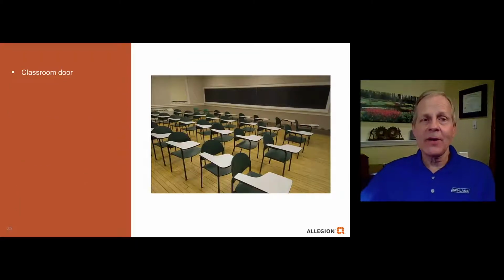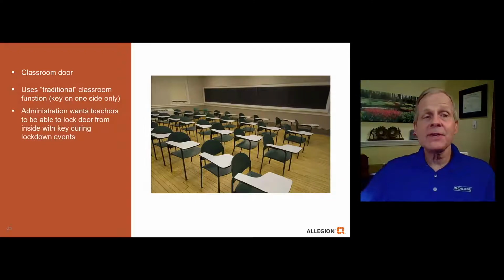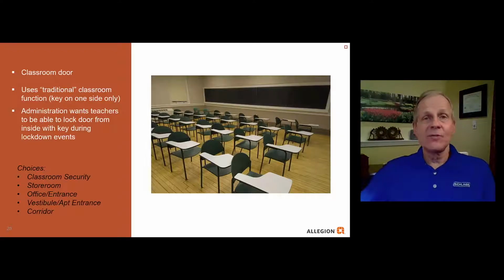Okay, let's try another one. Now, here we have a classroom door, and they are using the traditional classroom function lock. Remember, that's the one where you have to have a key on the outside to lock and unlock the outside lever. You can't lock it from the inside. But administration wants teachers to be able to lock down the door from the inside in case there's an active shooter drill or an actual active shooter. So once again, here are your choices. Which one of these do you think would be appropriate for those requirements?